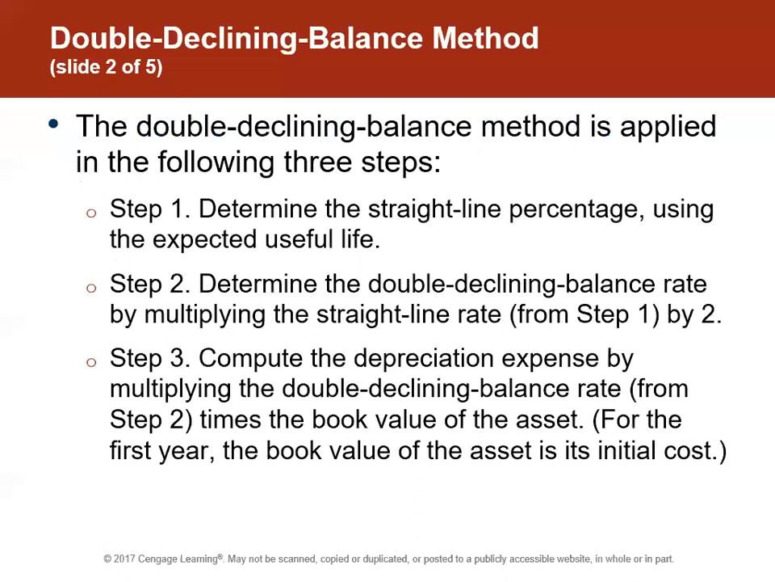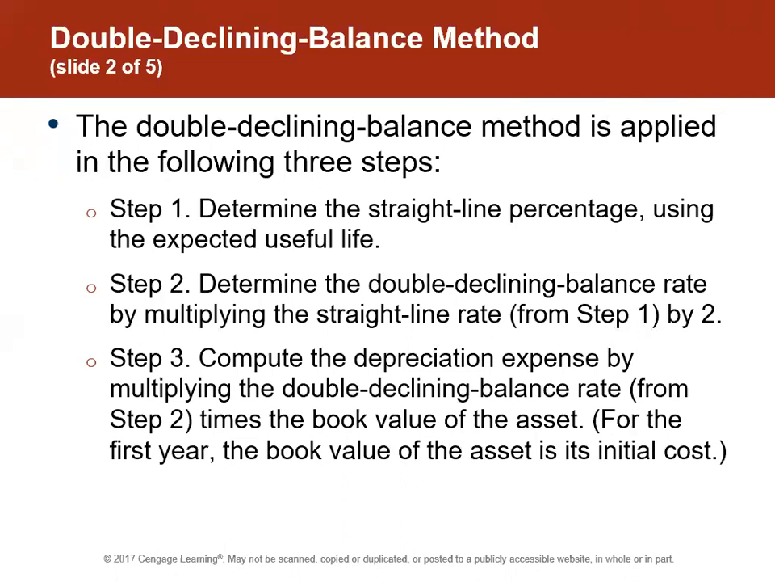So with double declining method, as you see, there's 3 steps. It's just a little different. We don't actually deal with depreciable cost. So I think that's probably the most confusing to students because with the other 2 methods, you're taking cost minus the residual value. So in the double declining method, you start with determining the straight line percentage, okay, using the expected useful life. So that's just always 100% divided by the useful life.